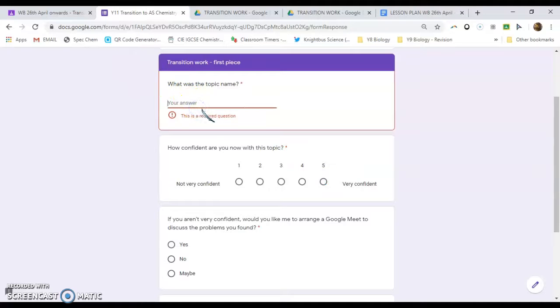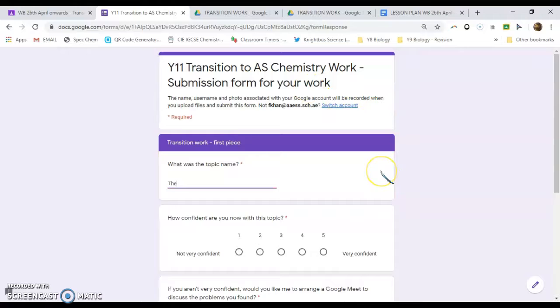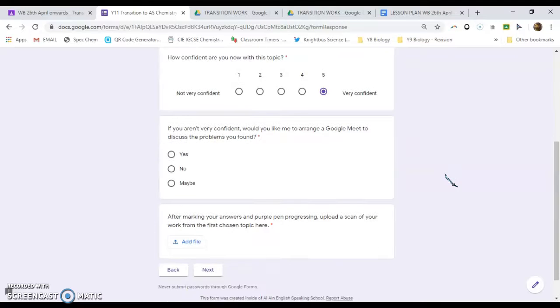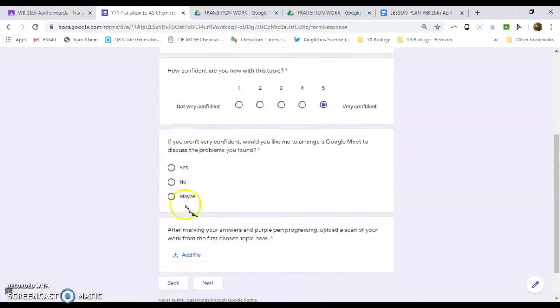So I'm going to put it was the mole. So the mole, there we go. How confident? I was very confident with that. If you're not very confident, I'm going to give you an opportunity, if you'd like, to arrange a Google Meet to discuss the problems that you found. So you can say yes, no, or maybe. I was fairly confident with that, so I'm going to click no.